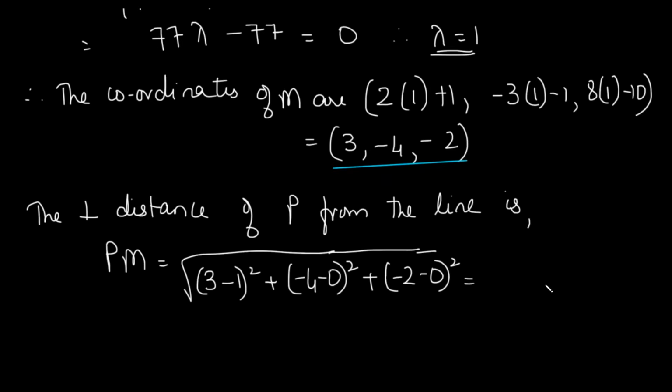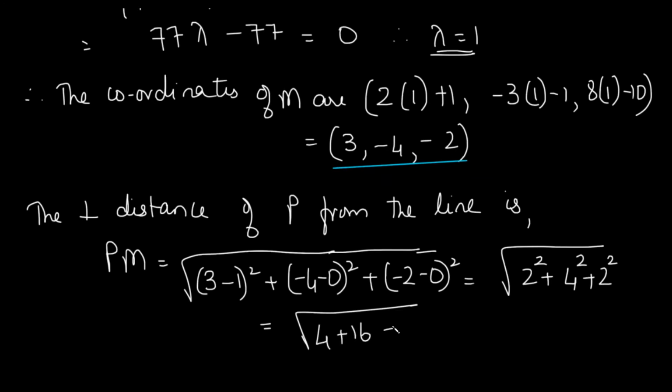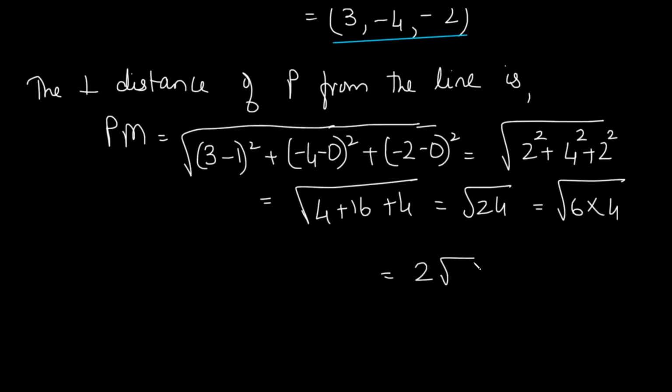So here the value comes out to be root of (3 minus 1) square, that is 2 square, plus 4 square, plus again 2 square, which comes out as root of 4 plus 16 plus 4, which is root 24. Writing it in a proper manner, we can write it as 6 into 4, and therefore we are going to get this value as 2 root 6, and this is the perpendicular distance of P from the given line. So this is our second answer as well.